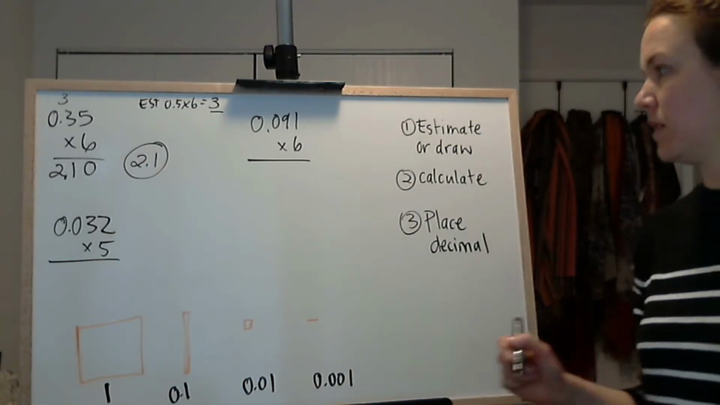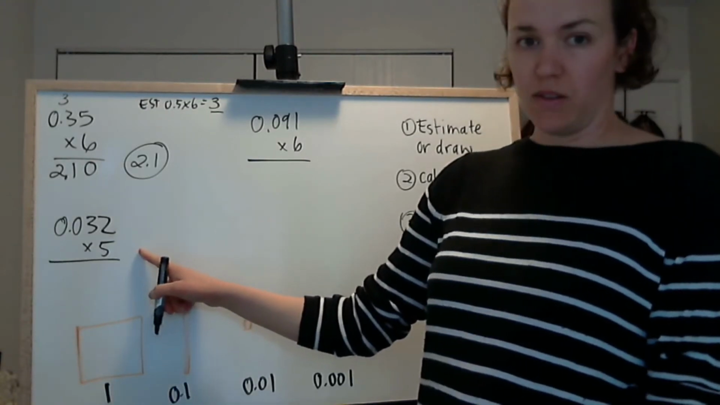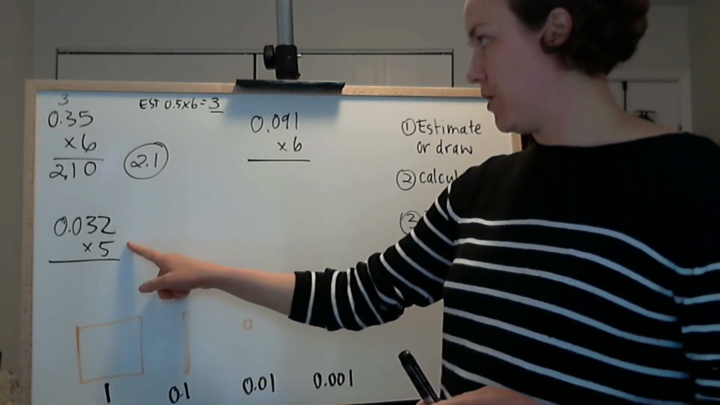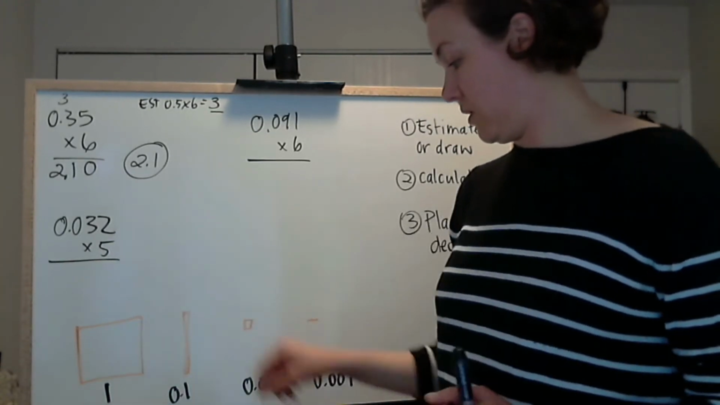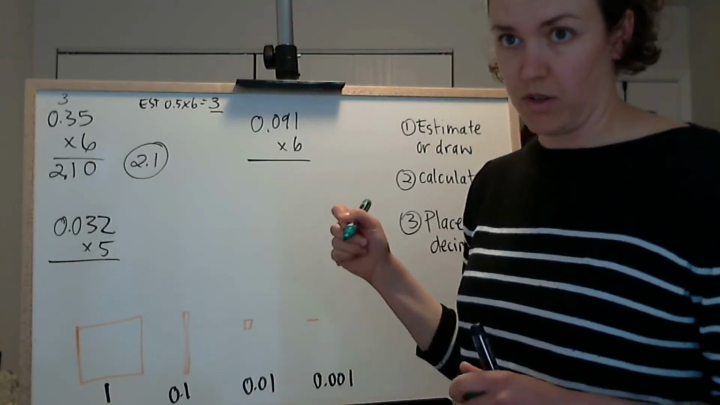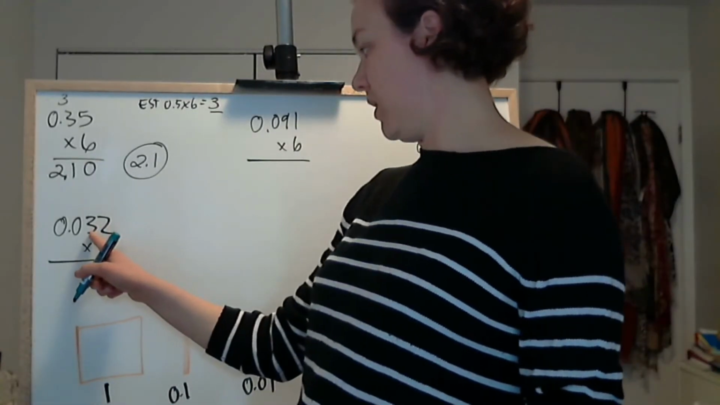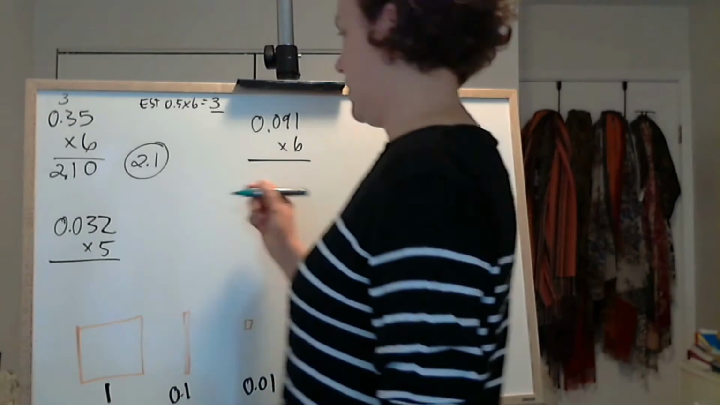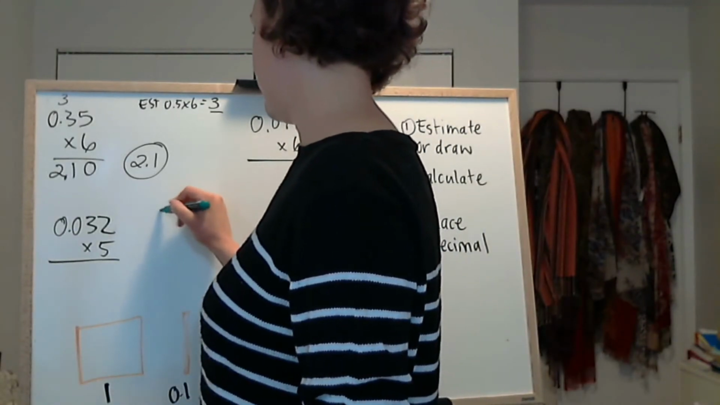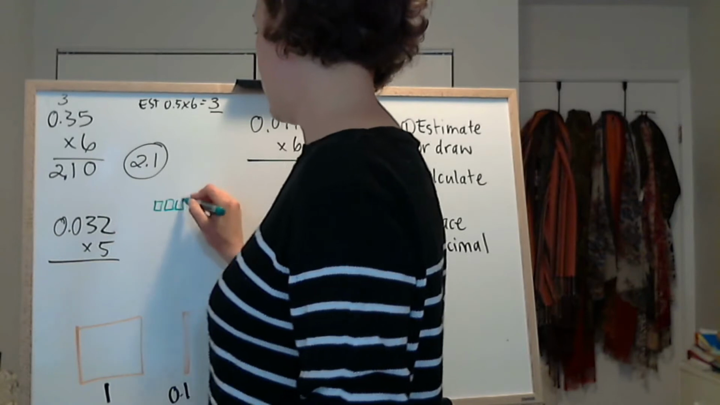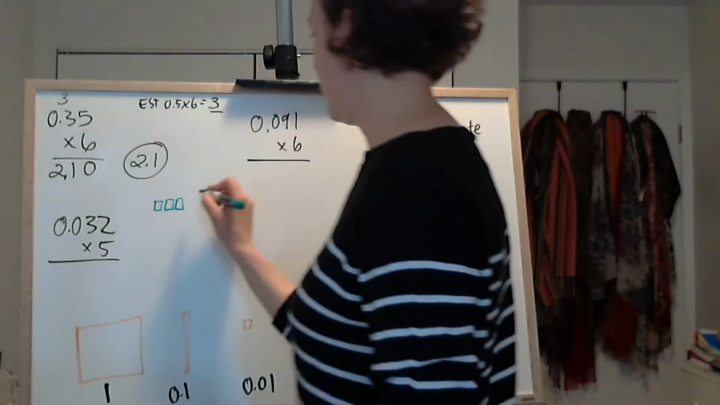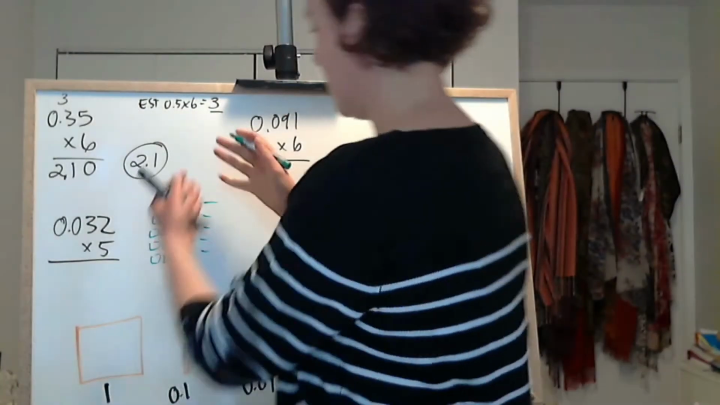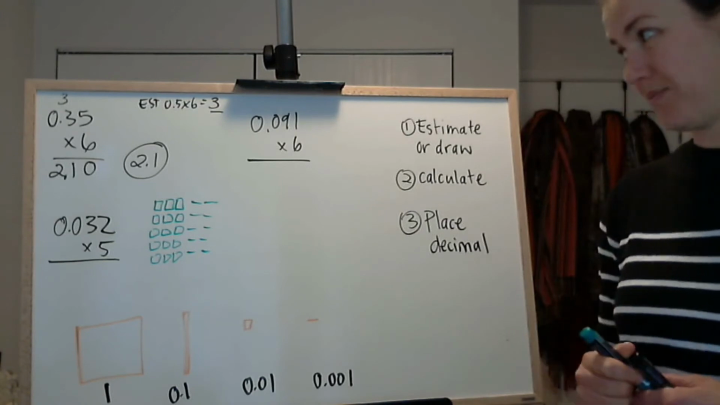With this example, I'm going to do a quick little sketch using my legend here. So I have 5 groups of 32 thousandths. First, I will do one group of 32 thousandths. That is 3 hundredths, 3 of these and 2 of these. 3 hundredths, 2 thousandths, and I need to do 5 groups of those. So this is 5 groups of 32 thousandths.